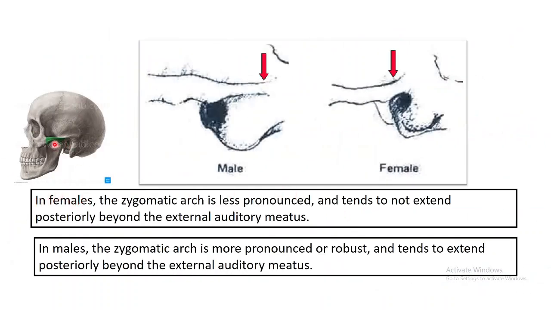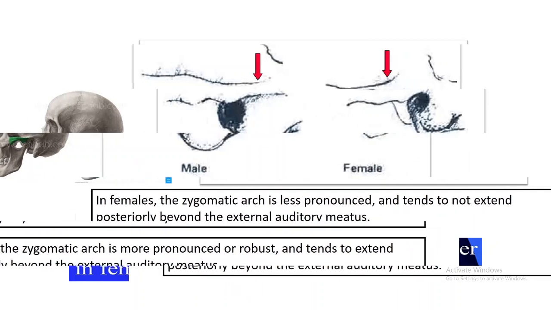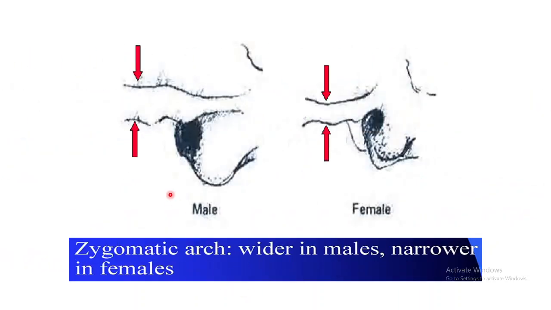In females, you can see this is the position of the zygomatic arch. It is less pronounced and tends not to extend posteriorly beyond the external auditory meatus. While in males, the zygomatic arch is more prominent, robust, and tends to extend posteriorly beyond the external auditory meatus. The zygomatic arch is also wider in males as compared to females.